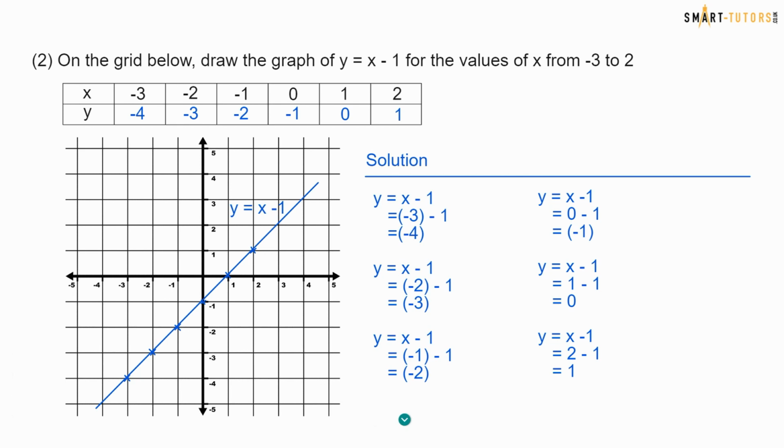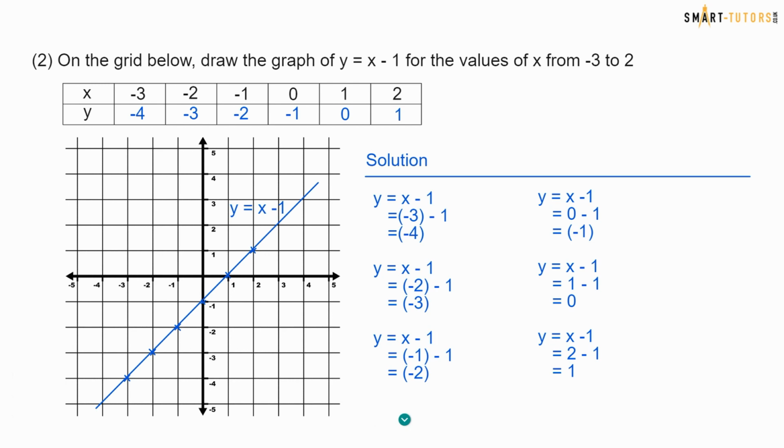You plot that with a cross or dot. Then the next one is 1. So 1 minus 1 is 0. So the coordinate is 1, 0. The next one is 2. 2 take away 1 is 1. So the answer is 2, 1. That is the last coordinate. After that, take a ruler and connect all the points. That is the straight line. Then write the straight line graph's name, which is y equals x minus 1. That is question number 2.